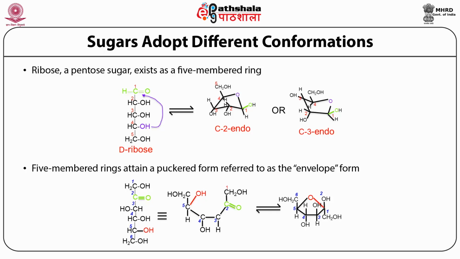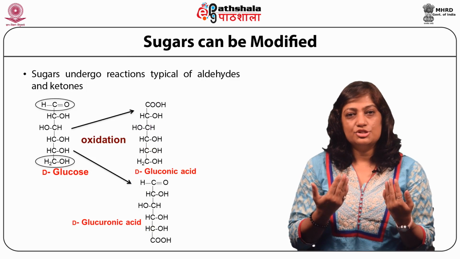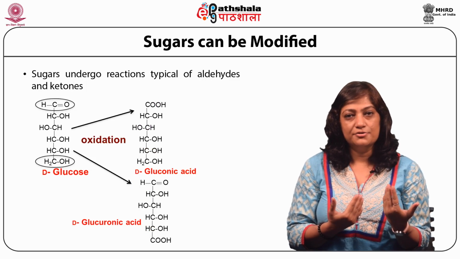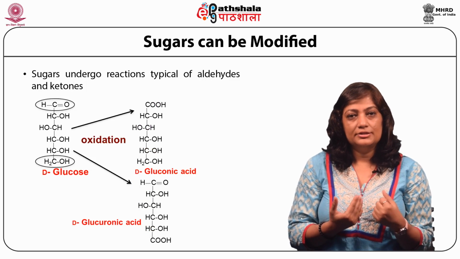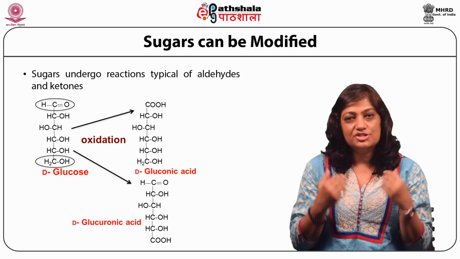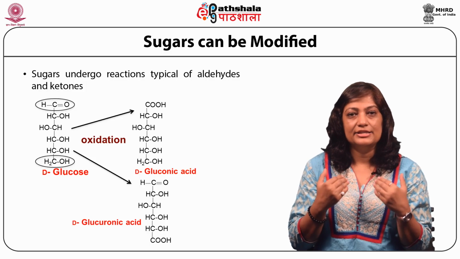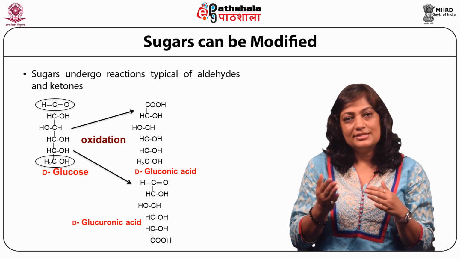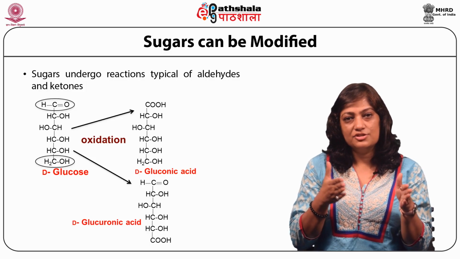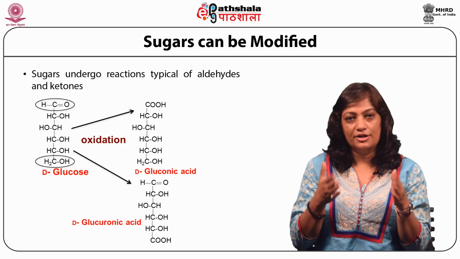And we know that ribose is an important constituent of DNA and RNA. And in DNA and RNA, ribose will exist as the 5-membered ring that is shown here. And just like glucose, ribose is also an aldose. So since sugar molecules have aldehyde group or the keto group, the sugars can undergo reactions typical of aldehydes and ketones. So let's just have a look at what are the different reactions that sugars can undergo.